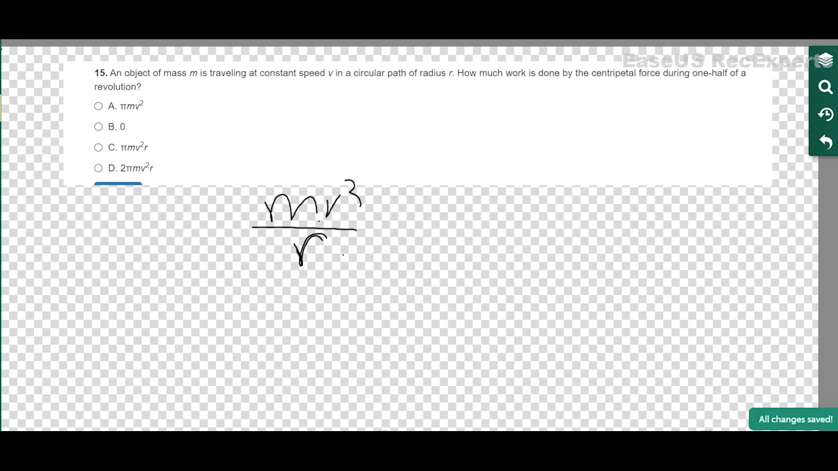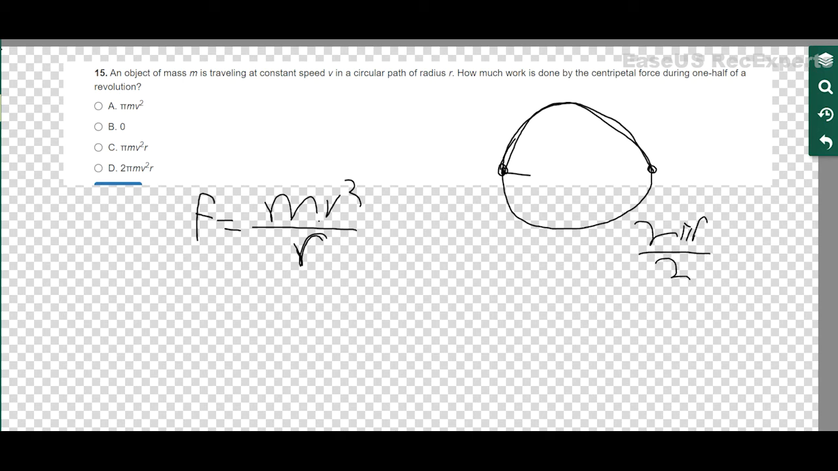Alright, now this is equal to our force, and we want to find the work done during 1/2 of a revolution. So we have our circle here, and we are traveling from this side to this side. So we want to find the circumference of the semicircle that is created by this path. So the formula for the circumference of our semicircle is equal to 2 pi r over 2, because what we're doing is taking the full circle's circumference and dividing that by 2, because you're only taking half of the circle. So now we have pi r as our distance that we are traveling.